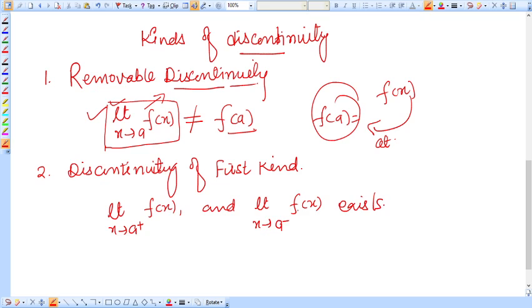Okay, but they are not equal. Right hand limit is not equal to left hand limit. So this form of discontinuity is known as discontinuity of first kind, right?